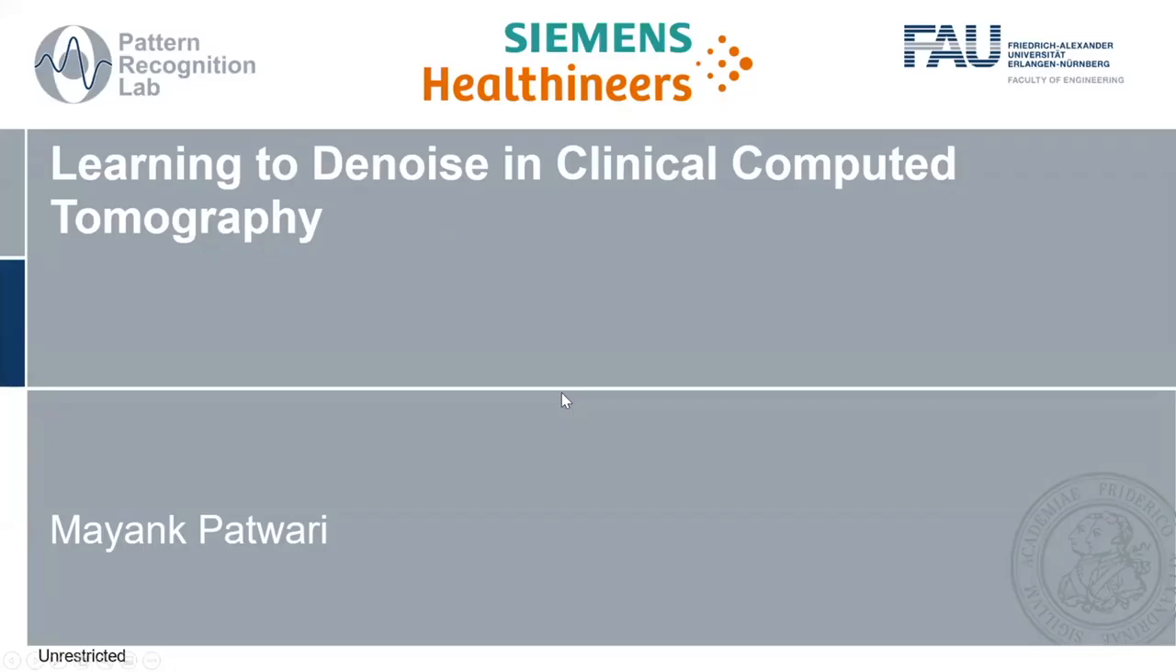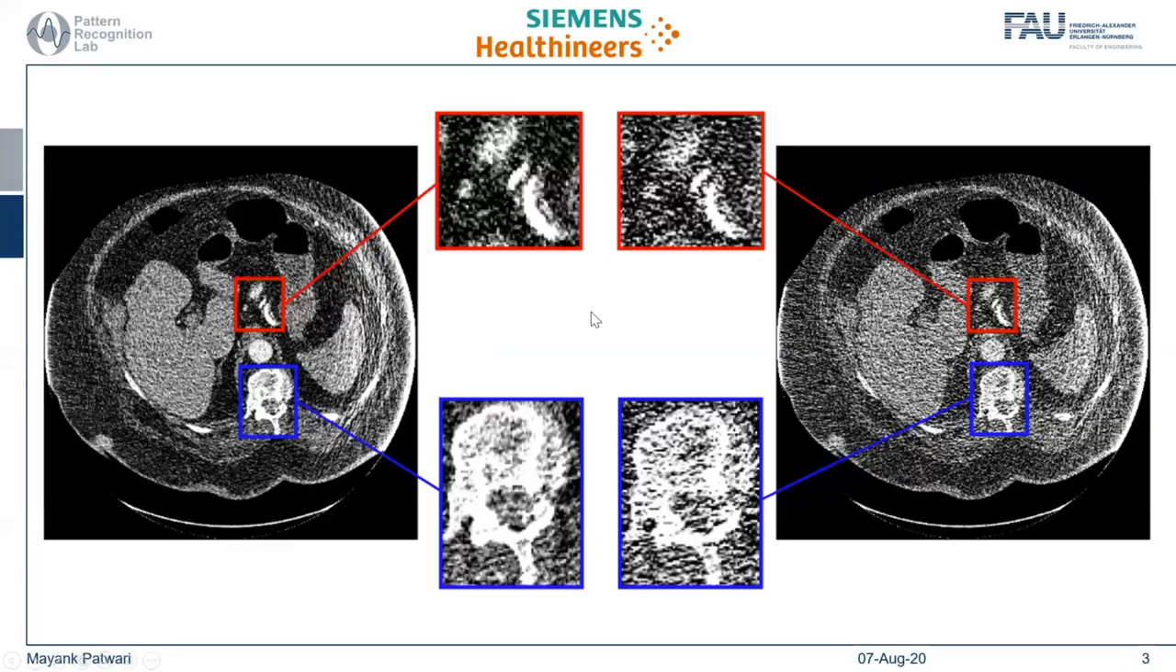So hi, let me begin. I'm going to talk about learning how to denoise in clinical computed tomography. This is based on my contribution at the CT meeting. So now let's get to it. Why is this a problem? Why do we need to denoise?